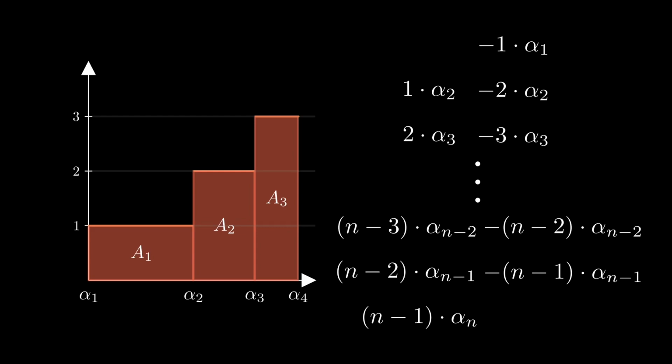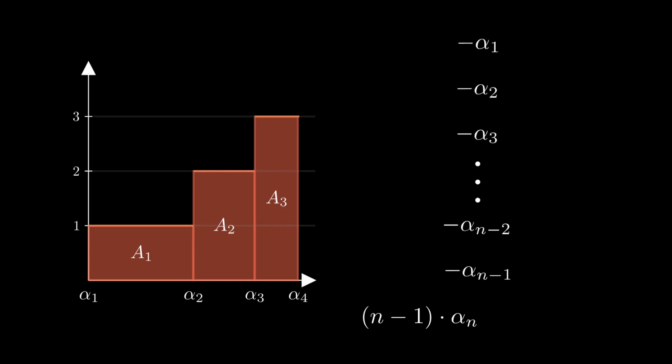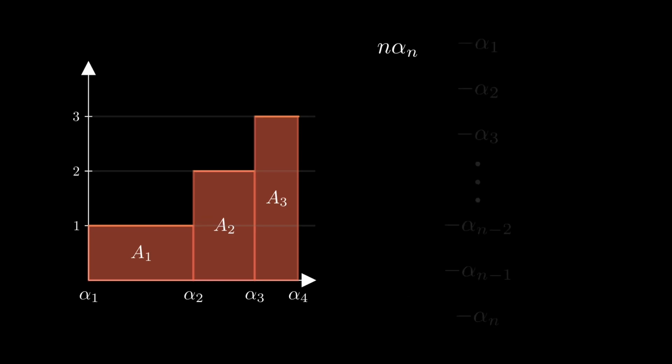Each row results in negative alpha i, apart from the last row, which contains n-1 lots of alpha n. Expanding this bracket produces two terms. Negative alpha n completes the pattern, and for now, n alpha n can be put up here. Let's factorise out the negative, rewrite it in sigma notation, and replace the alpha i with log i.